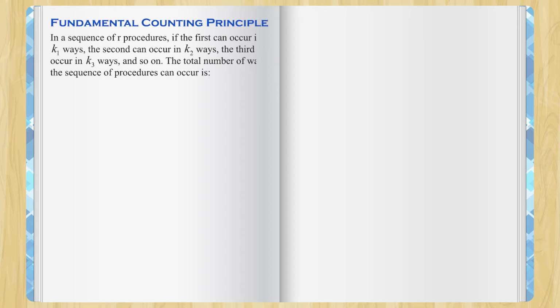We could find the number 6 by the fundamental counting principle. That is, in a sequence of R procedures, if the first can occur in K1 ways, the second in K2 ways, the third in K3 ways, and so on, the total number of ways the sequence of procedures can occur is the product of all the individual ways. That is K1 times K2 times K3 all the way out to KR. In our example, 3 times 2 times 1 equals 6.